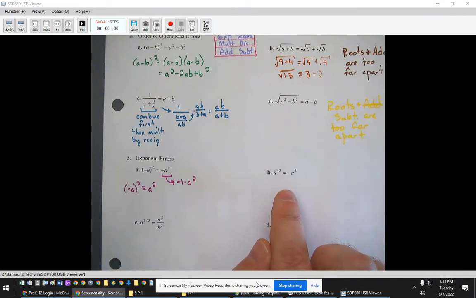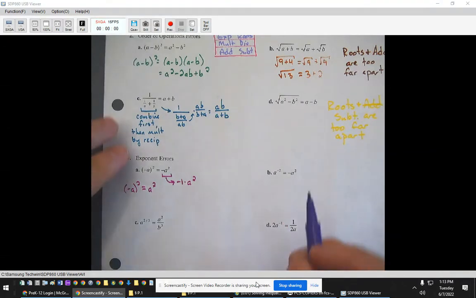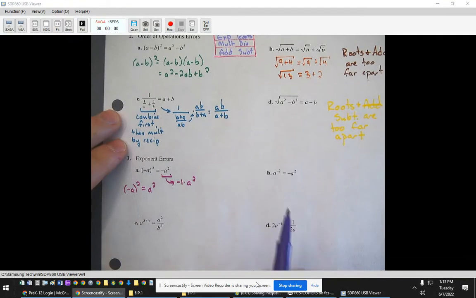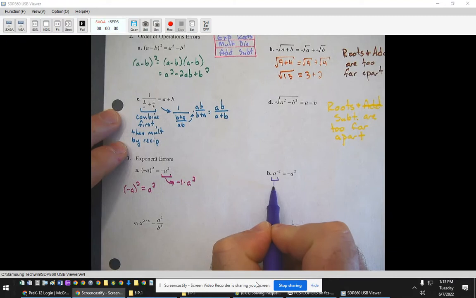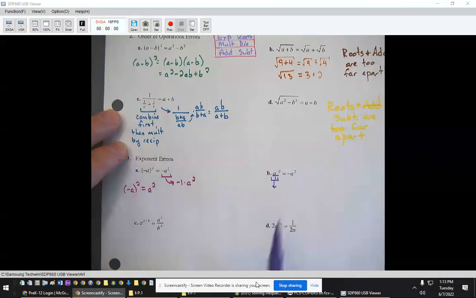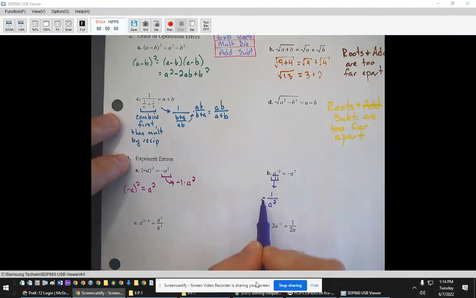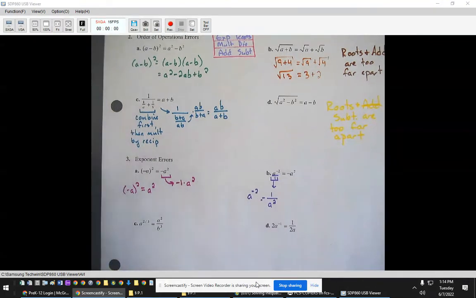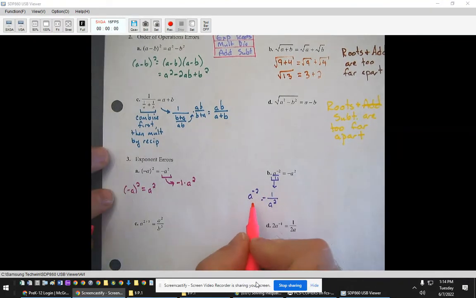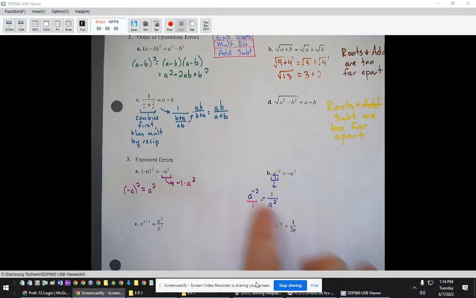Negative exponents, this is a big one. This is going to happen over and over and over. You're going to see lots and lots of negative exponents. And negative exponents don't mean it goes on the bottom. It means flip. So this negative exponent means that this is going to flip to the bottom. Right now, this is a to the negative second over 1. So when it flips, it becomes a to the positive second on the bottom.